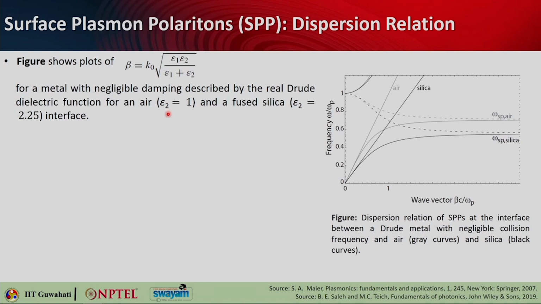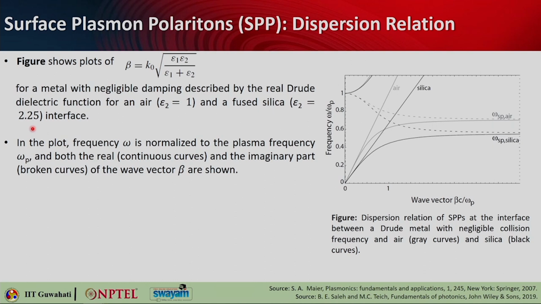If it is air, epsilon 2 is 1, and for fused silica, epsilon 2 is 2.25. Fine. Now in this particular plot, you see one thing: the frequency is mentioned as a normalized frequency, and normalized to what? Normalized to the plasma frequency of the metal. So this kind of graph you can use for any metal.